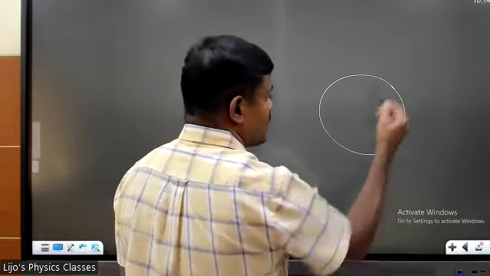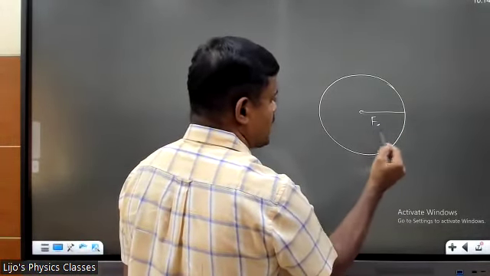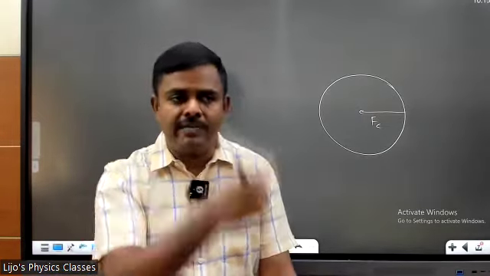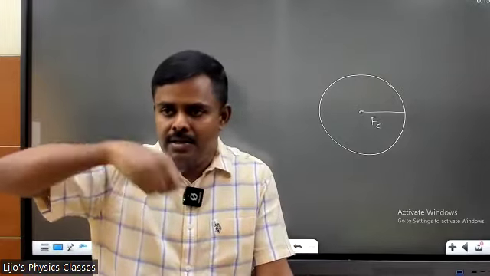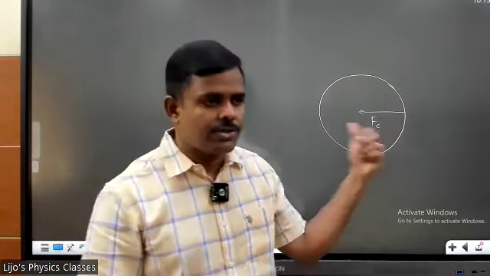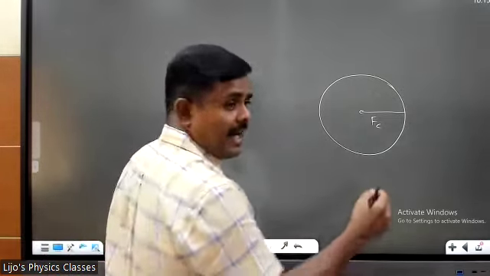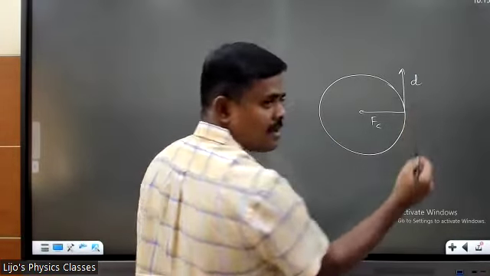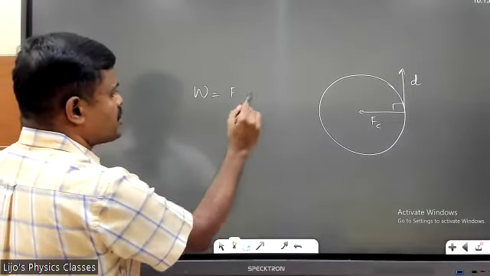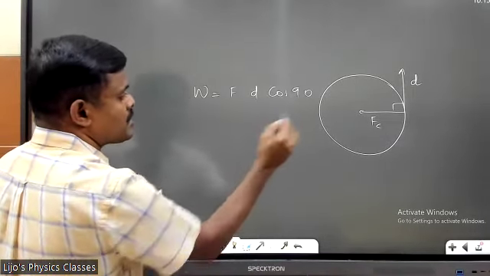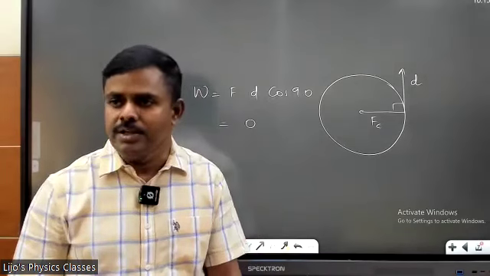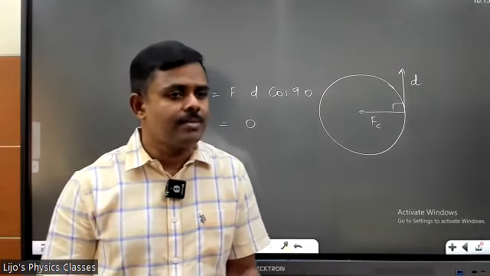Look at this case. This force is called centripetal force. You remember? Center-seeking force. Yesterday you saw that wine in a glass being circled, right? Circular motion always has a force to the center, right? Force to the center. And displacement is tangential, angle is 90 degrees, right? What will be the work done? Force into displacement into cos 90, that is equal to zero. Work done can be zero also. Work done can be positive, work done can be negative, work done can be zero also.